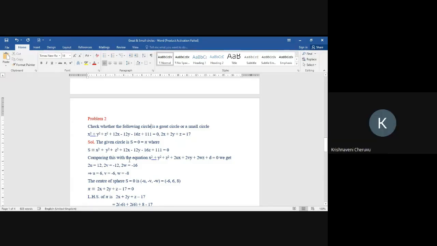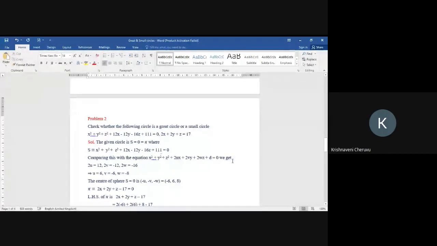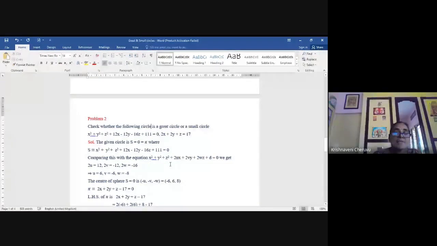First of all, to find the center of the given sphere, you compare the given equation of the sphere with the general equation of the sphere. What is the general equation of the sphere? x squared plus y squared plus z squared plus 2ux plus 2vy plus 2wz plus d equal to 0. When you compare these two equations, you will be able to get the u value, v value, w value, and of course the d value. Now see here, the coefficient of x is 2u. In this equation, the coefficient of x is 12. So equating them, you get 2u equal to 12.